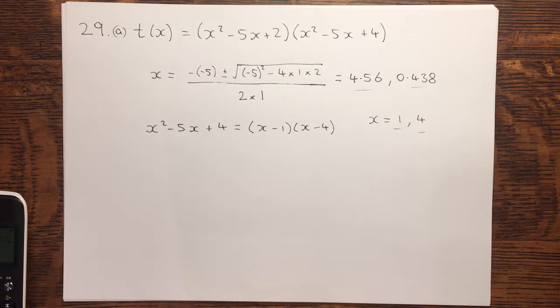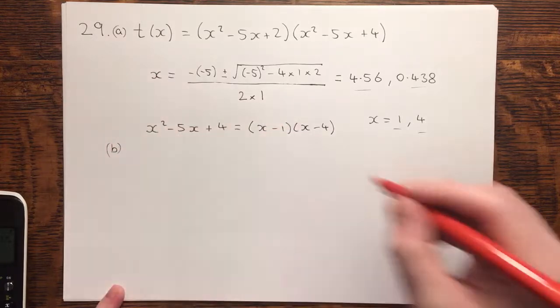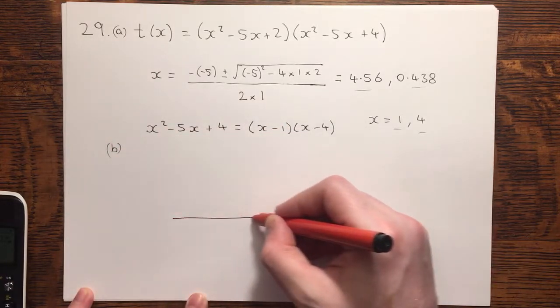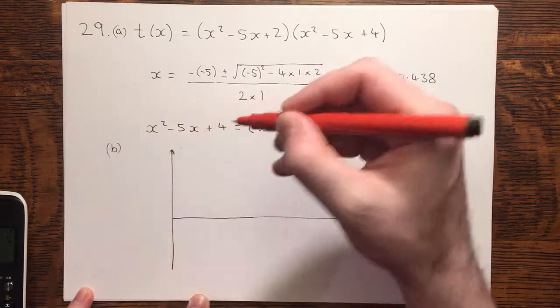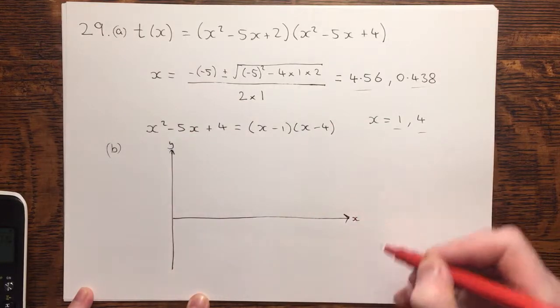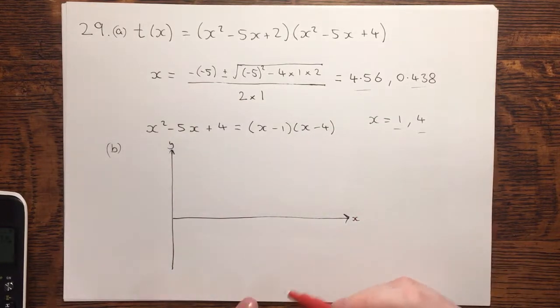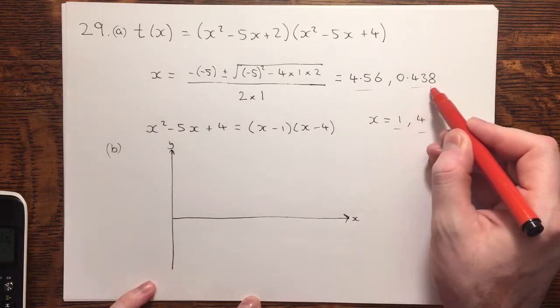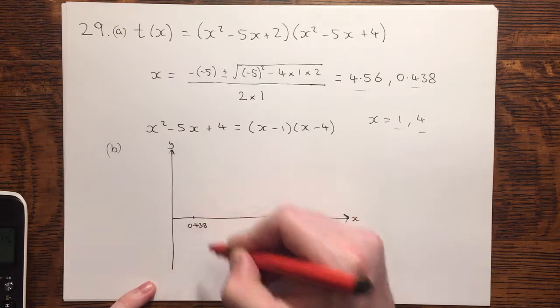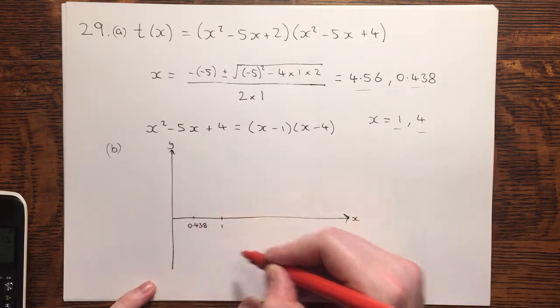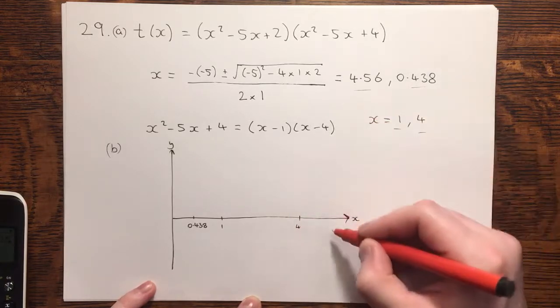But in part B, we are asked to sketch the graph of y equals t of x, showing clearly the coordinates of all the points where the curve meets the axes. Now, my first point is 0.438. Then 1, 4, and 4.56.